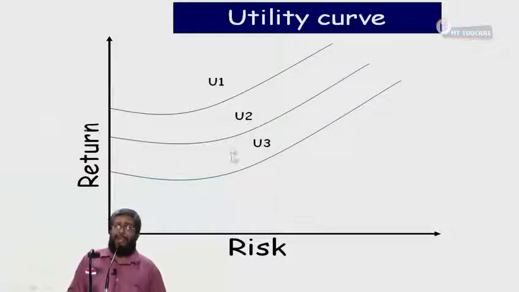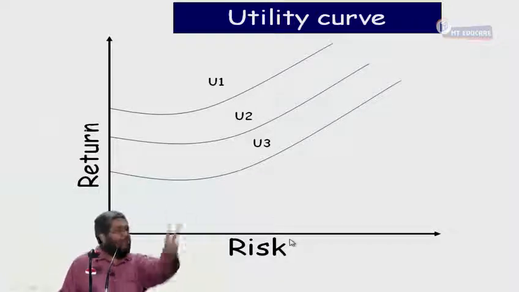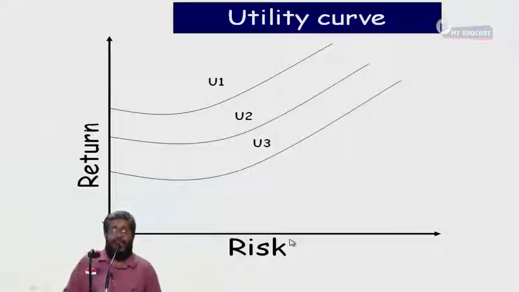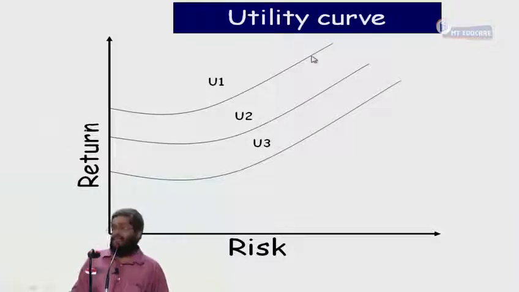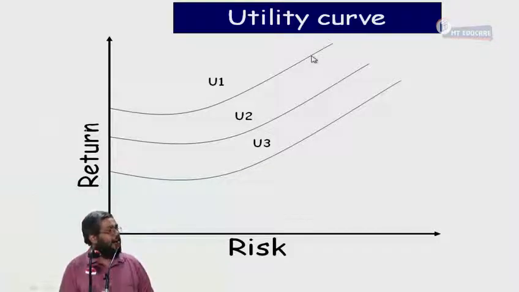And this is going to be the utility curve. Everybody following or not? So this is a utility curve of one person. He says, I am happy in the first curve. If not the first, I am happy in the second curve. If not, I am happy in the third curve. All points on a given curve give you the same utility, the same happiness. Up to this, are you following or not?